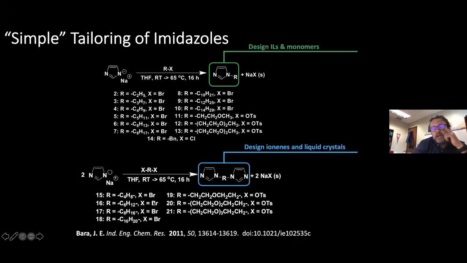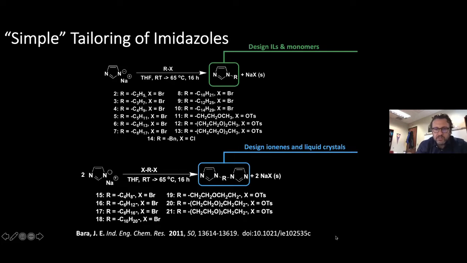If I do the same kind of reaction, but I have a difunctional molecule, so instead I have something like dibromohexane, then I can link two imidazoles together. And this is going to allow me to do other things, right? I can design what we call ionenes, which I'm going to talk quite a bit about today. Or I could do things like liquid crystals, which was a project I did in my postdoc.